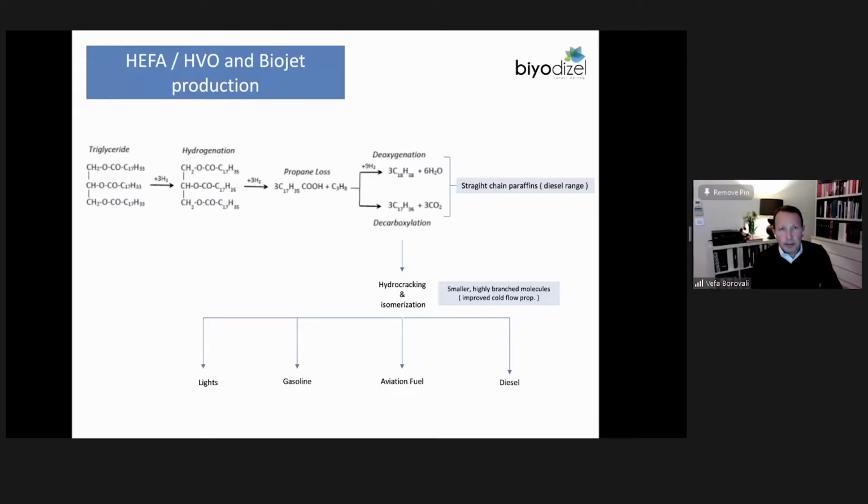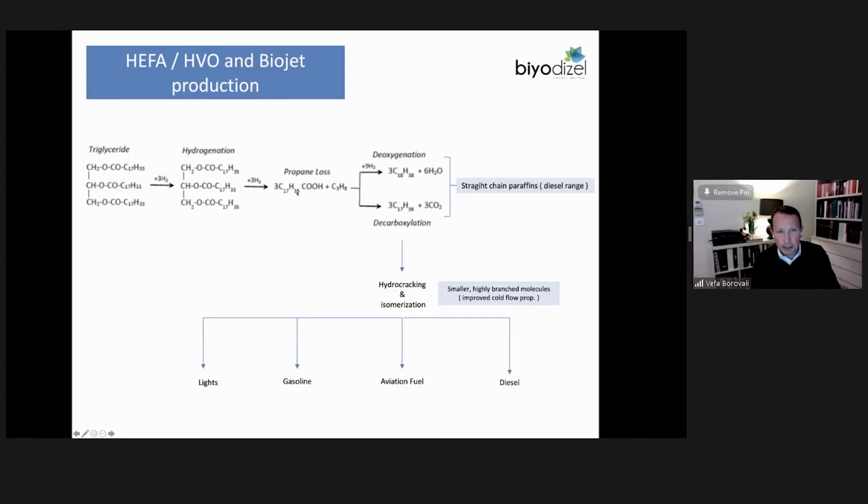A few words about the production of HVO or hydrotreated esters fatty acids, and then biojet fuel, sustainable aviation fuel, if you wish, SAF. We again start with the triglyceride molecule. Our happy famous triglyceride is here. It is an unsaturated molecule, just for your reference. We have hydrogen gas here, and it goes through the saturation, hydrogenation. So we saturate all the double bonds here.